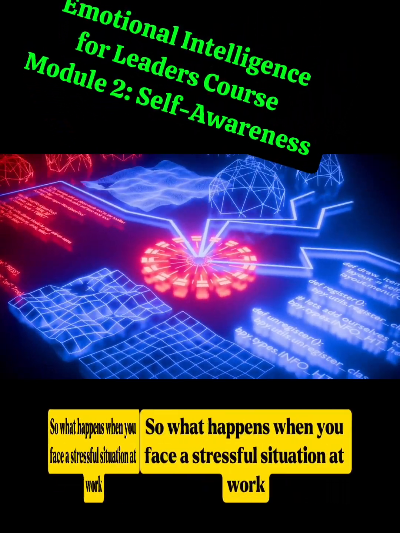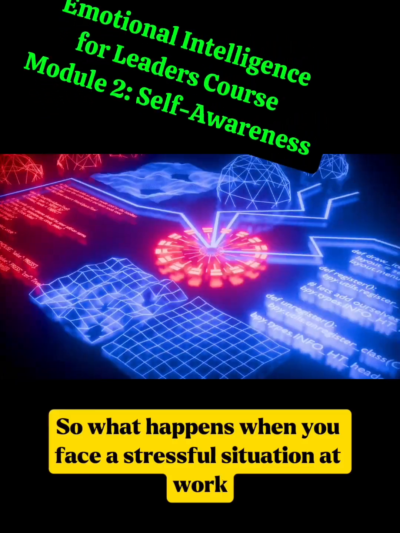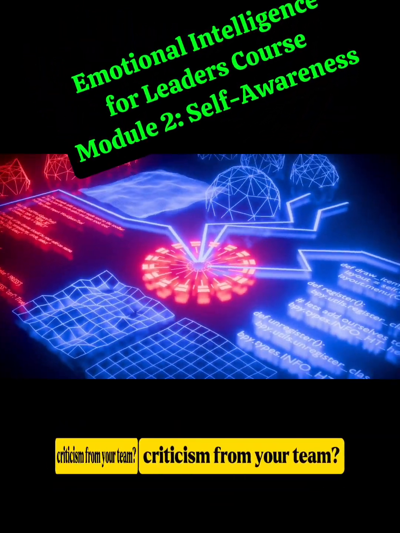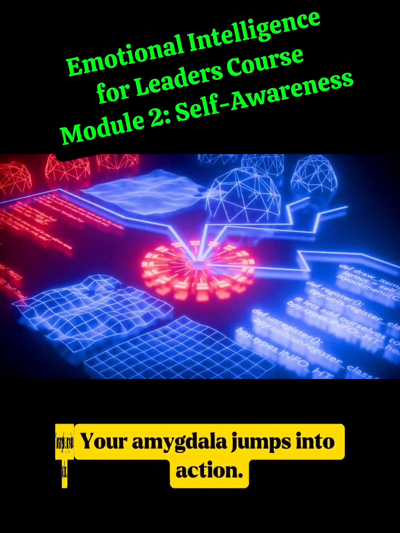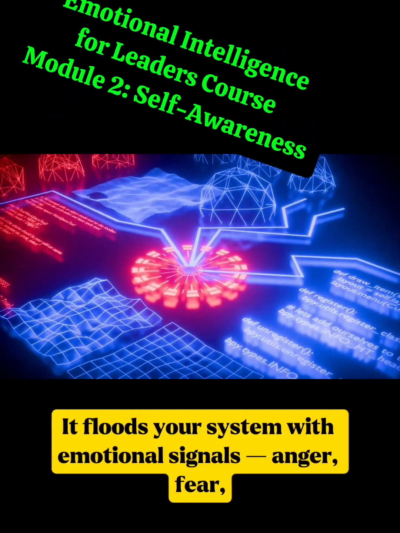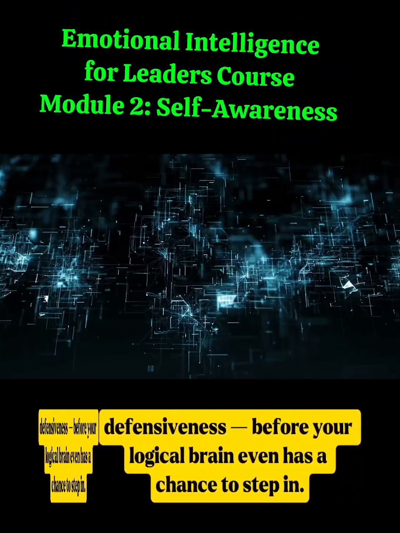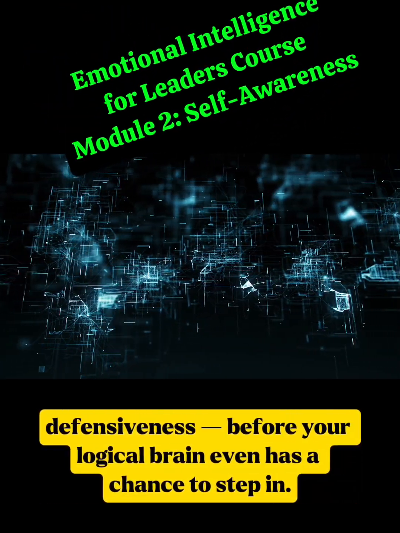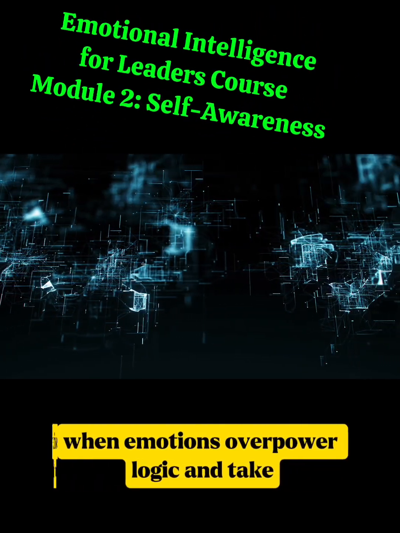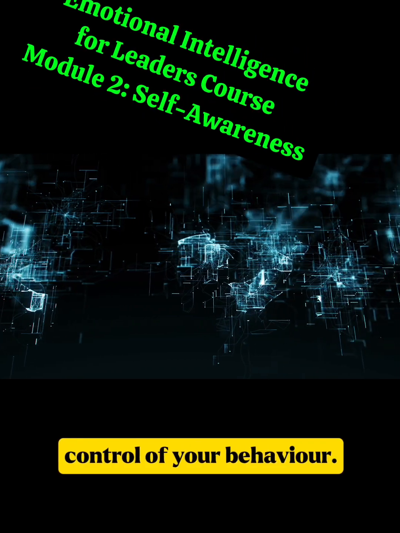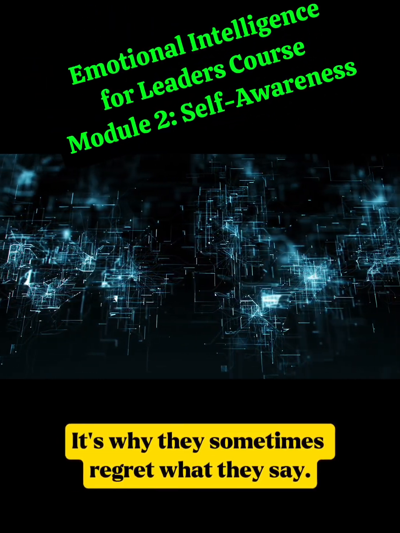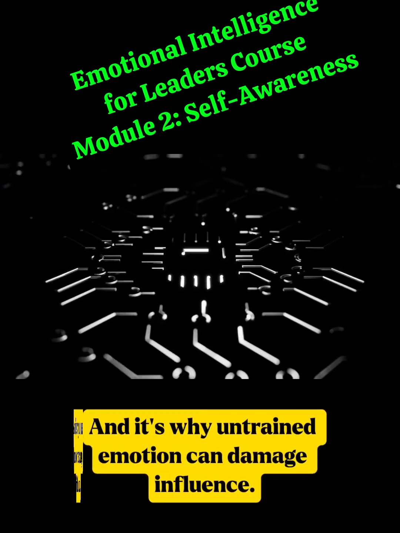So what happens when you face a stressful situation at work, like sudden conflict in a meeting or unexpected criticism from your team? Your amygdala jumps into action. It floods your system with emotional signals, anger, fear, defensiveness, before your logical brain even has a chance to step in. This is called emotional hijacking, when emotions overpower logic and take control of your behavior. It's why leaders snap. It's why they sometimes regret what they say. And it's why untrained emotion can damage influence.